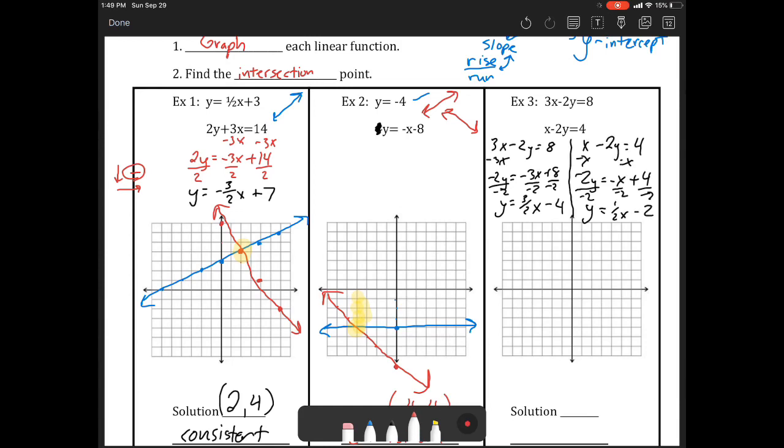So now I'm going to graph both of them. My first one I'm going to graph in red. So I'm going to go down 4 for my intercept. Then I'm going to go up 3 over 2, up 3 over 2, because that's my slope. Down 3 over 2. So there's my first line. Now I'm going to do my second line. So my first spot is my y-intercept right here. Then I go up 1 over 2, up 1 over 2, up 1 over 2.